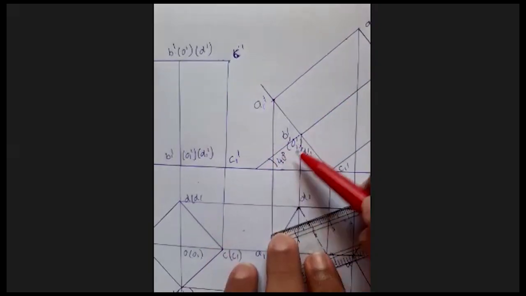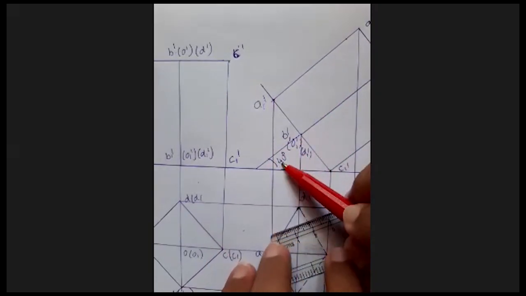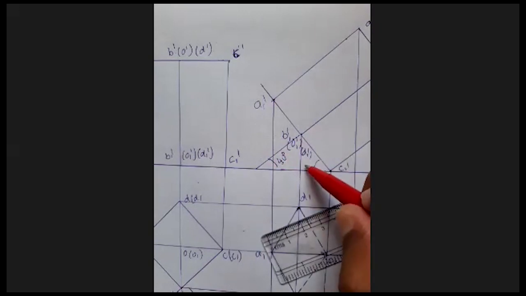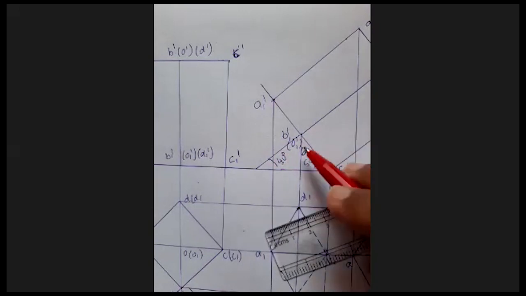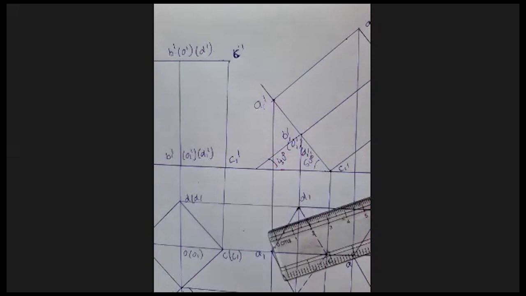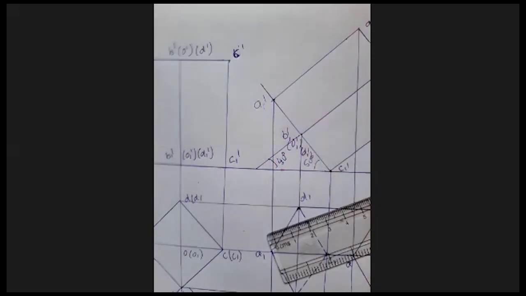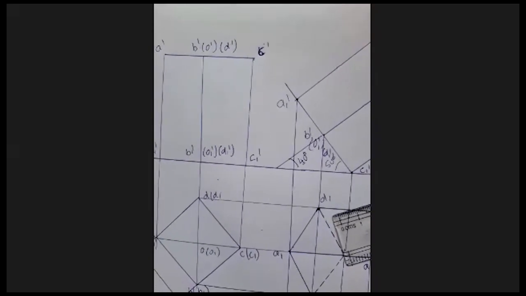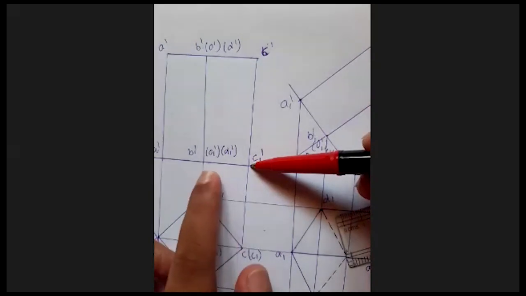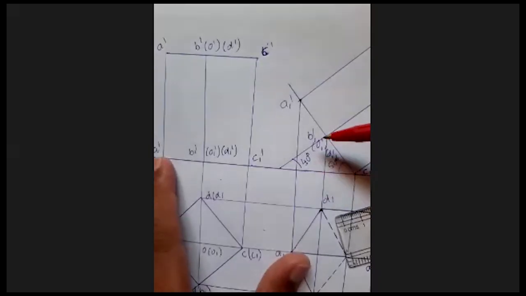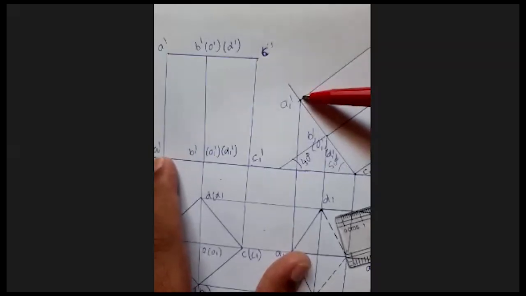This is 40 degrees and this is 90 degrees. 90 minus 40 will be nothing but 50 degrees. So this inclination, whatever we get, is 50 degrees. 90 minus 40 is 50. So I'm going to draw a 50 degree line. Then I'm going to measure the distance here, that is from C1 to B1 dash, as well as C1 to A1 dash.